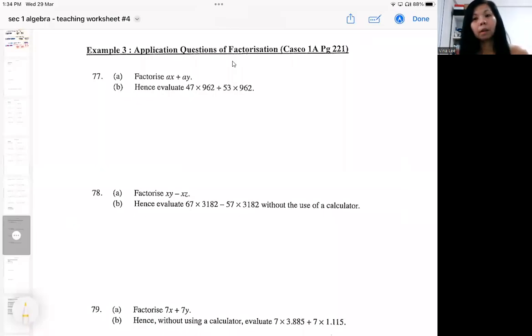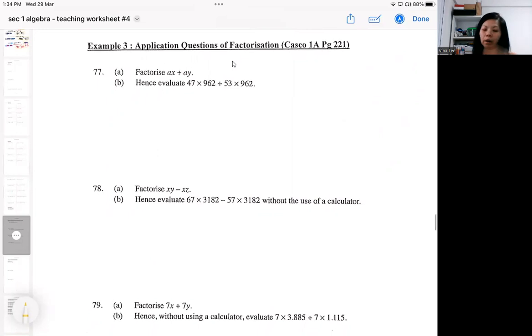In this example, I will show you how an application question of factorization looks like. It's a very common question that they will ask during exam. This one can be found in your book, page 221. I'm just putting it here so that it's easier for you to revise.